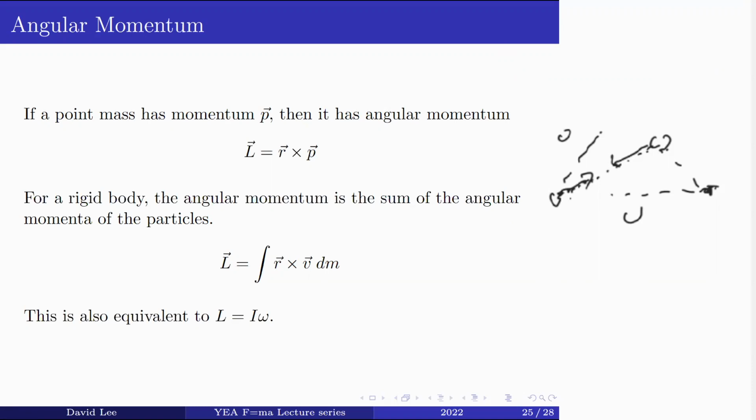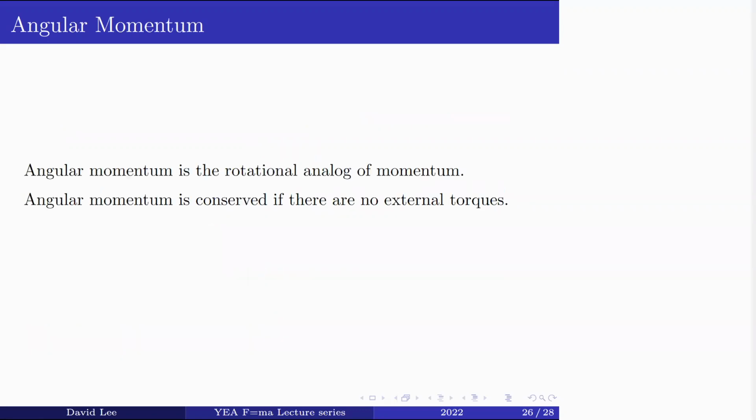So these will end up canceling out and we'll have the equivalent of conservation of momentum for rotation, which is basically just the conservation of angular momentum. So when there are no external torques, angular momentum will be conserved. Basically what I just said.